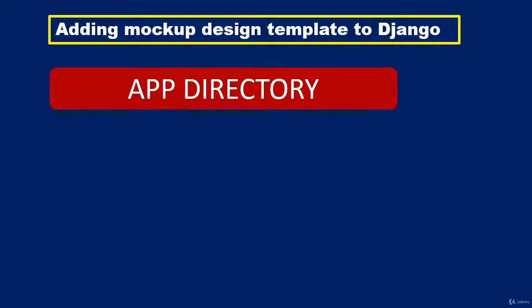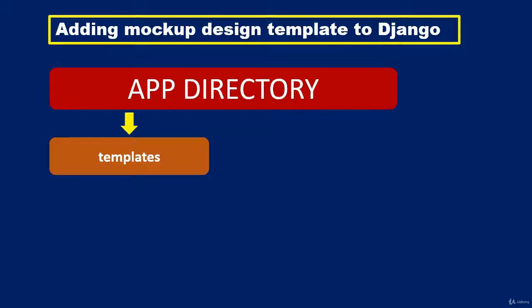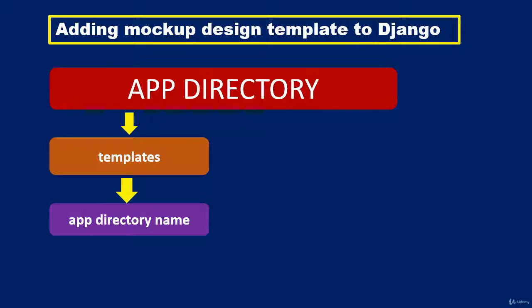So you have the main app directory of your project, and within that app directory, you create a subdirectory called templates. And within that template directory, you create another directory bearing the name of your app directory. So if your app directory, for example, is to-do list, you create another directory under the templates called to-do list. So this would be another directory with the same name.